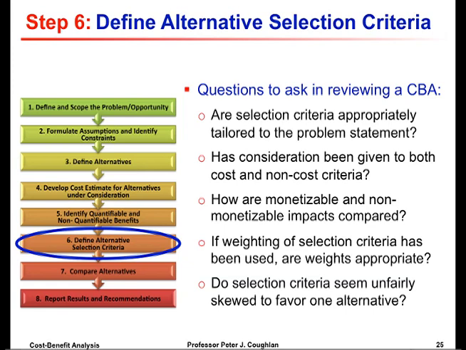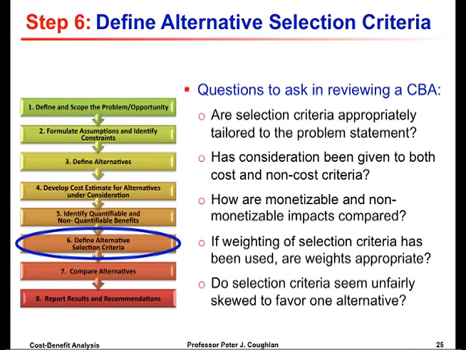What questions would you ask as a reviewer in this case about the selection criteria? Of course, are they appropriate given the problem statement? Are we choosing something that solves the problem? Are we considering both cost and non-cost criteria? Or if we're just focused on cost, that's too narrow. How are we combining or comparing monetizable and non-monetizable impacts? Like I just said, something that's not monetizable, how do we compare them? How do we compare a $10,000 cost to a 6% increased productivity? How do we compare those?